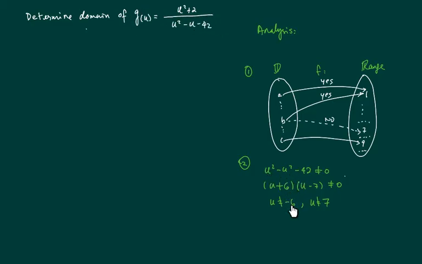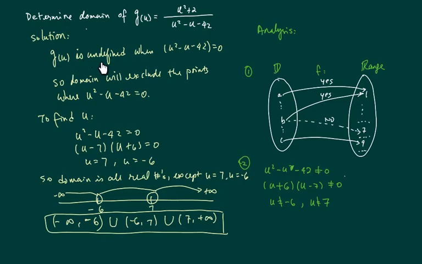Now, to find those two numbers that make the denominator equal to 0, let's see. We have u squared minus u minus 42. In order to solve this one, we're going to factor it: u plus 6, u minus 7. Then the two bad numbers that cannot exist in our domain are u equal to minus 6 or 7. And we're asked to write this in interval form, so let's write it up.